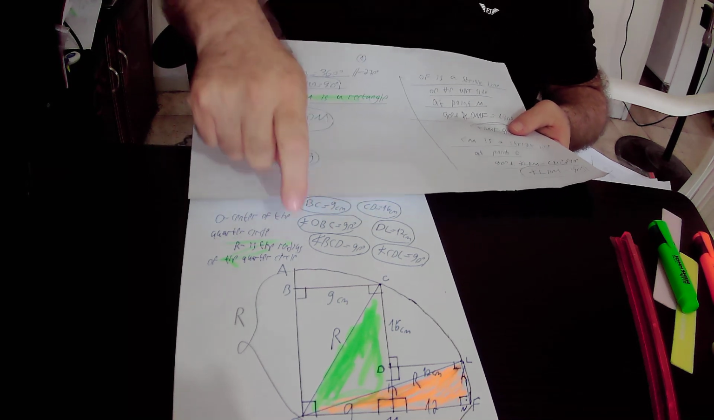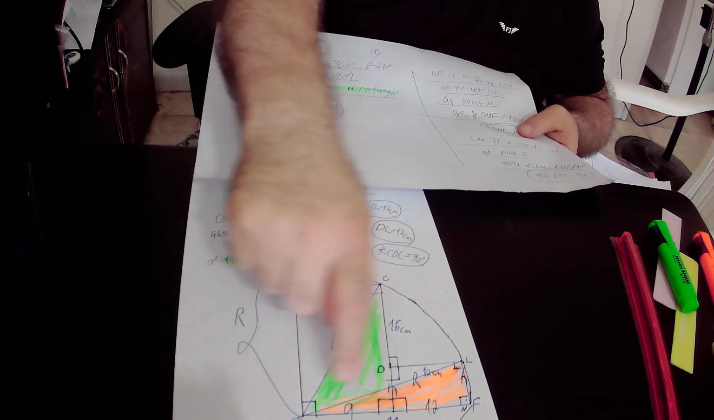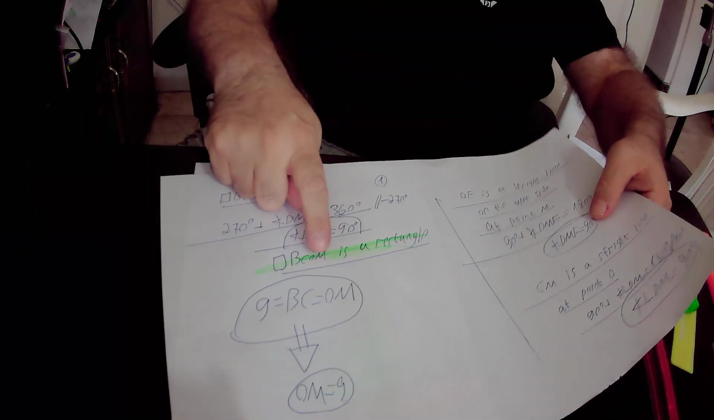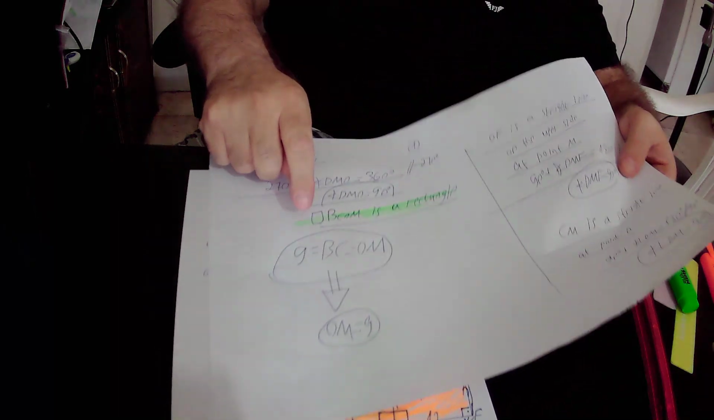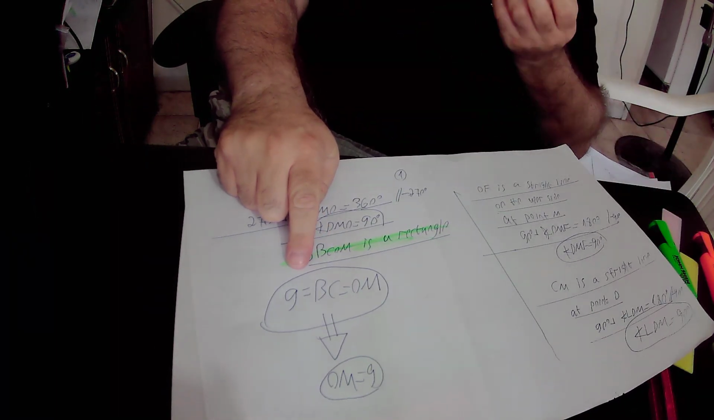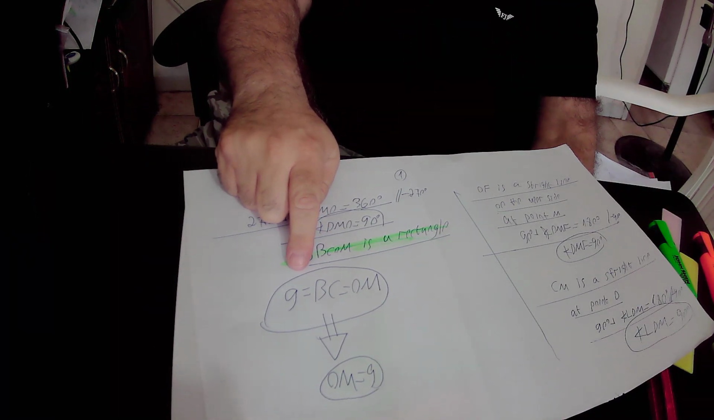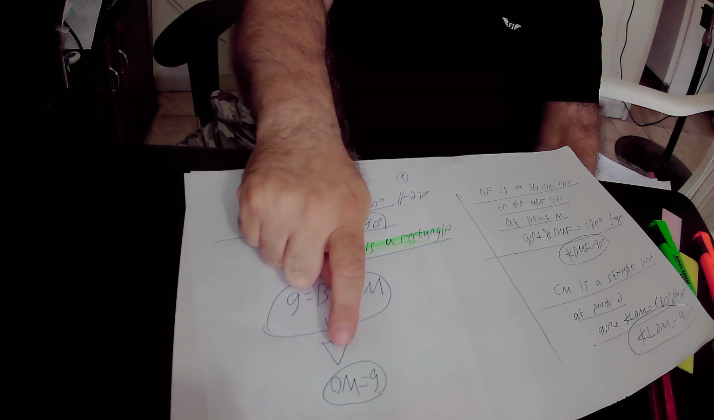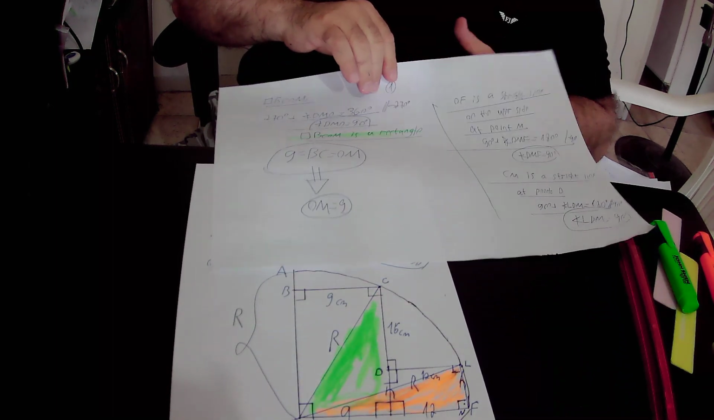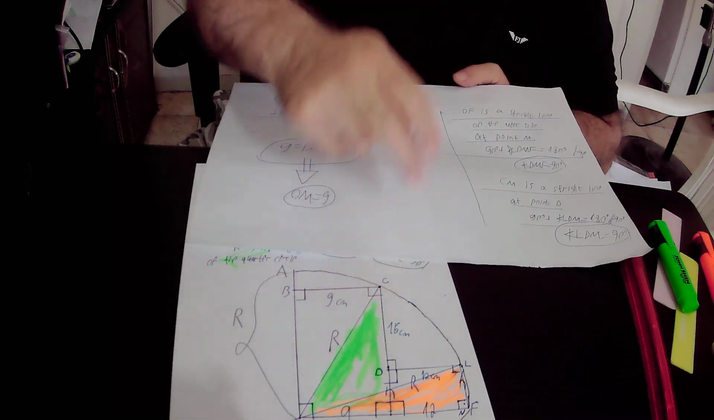That is to say, side BC must be equal to side OM. BC equals OM, but it is given in the question that side BC equals 9 units. So we can write that BC equals 9 units. And from this equation, 9 equals BC equals OM, we derive that side OM is also equal to 9 units. Here, side OM equals 9 units.